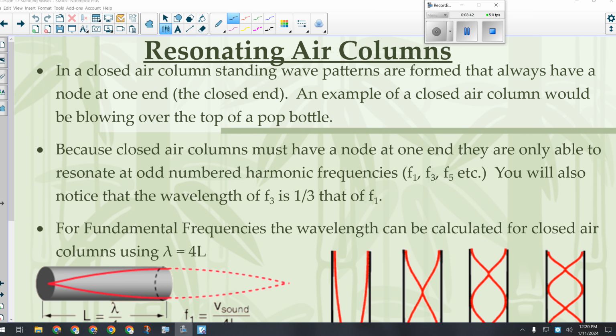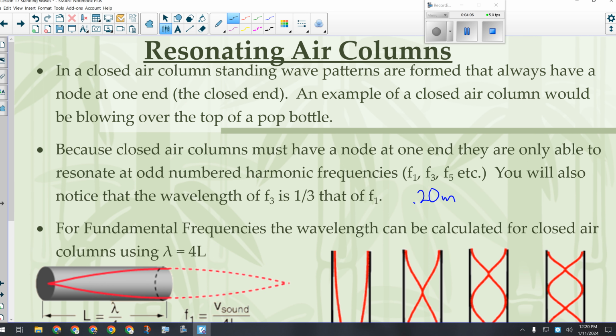Hear it there? Can someone read the measurements? Because I can't hold the tuning fork and read the measurements. Tell me where the water level is. 20? Exactly 20? Exactly 20. So our first resonant point is at 0.20 meters. That's when there's 1/4 of a wavelength in the tube.